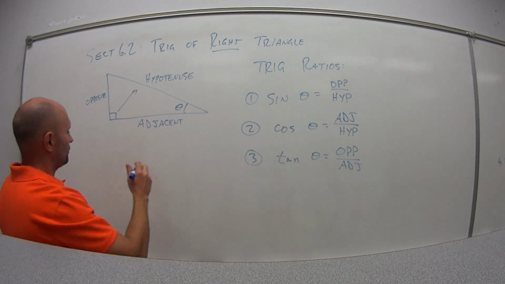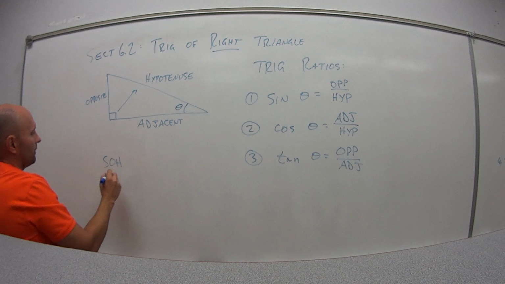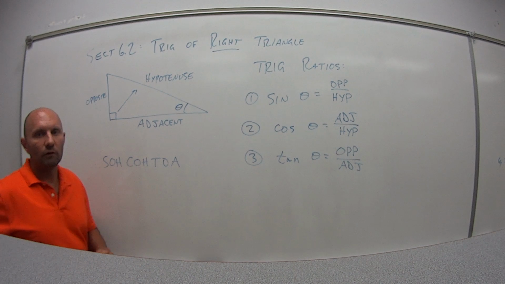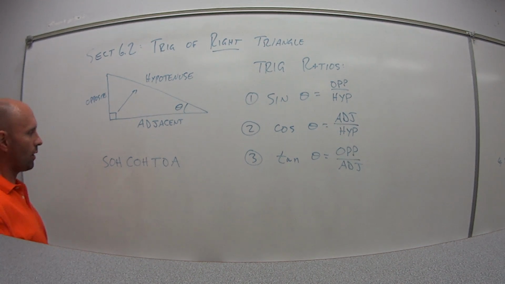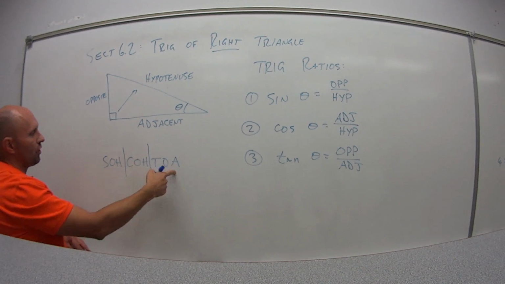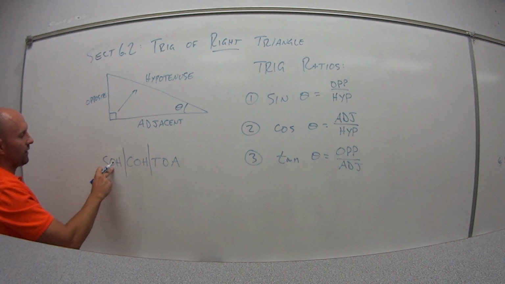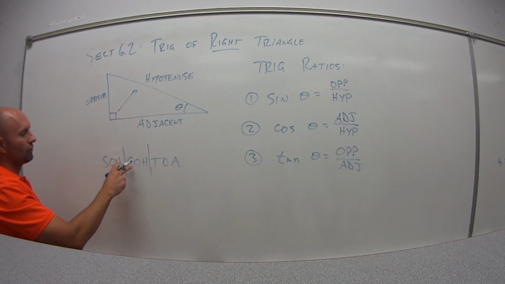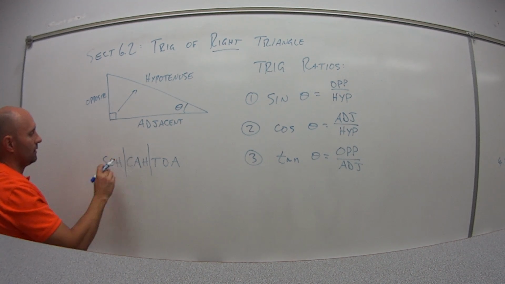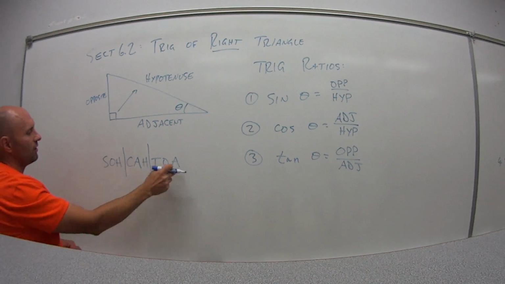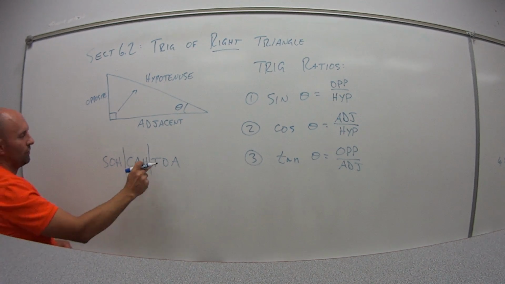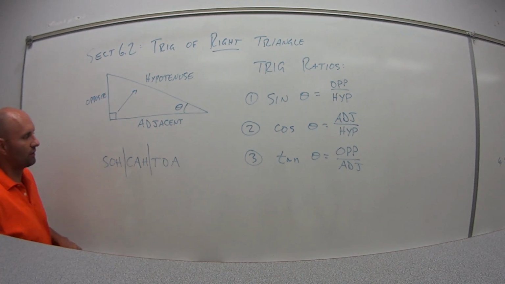How do you remember these? I'm sure you guys probably already know this, but there's the little expression SOHCAHTOA. S-O-H, C-A-H, T-O-A. Sine is opposite over hypotenuse. Cosine is adjacent over hypotenuse. Tangent is opposite over adjacent.